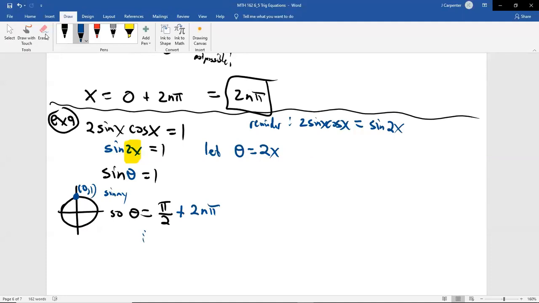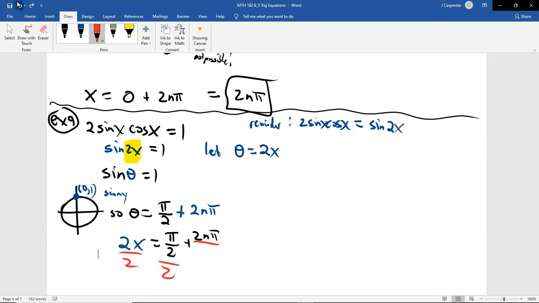So this is our theta, but we said theta is really 2x. So let's go back to the standard American dollar. Theta is 2x, so that's 2x equals pi over 2 plus 2n pi. And then you can just divide each side by 2, or you can multiply everything by a half. That works too, because I know some people, when they divide by 2, that middle one's going to throw them off, even though I've done that many times in class.